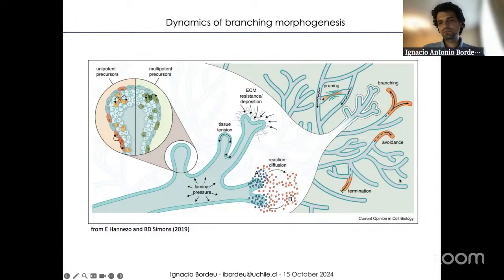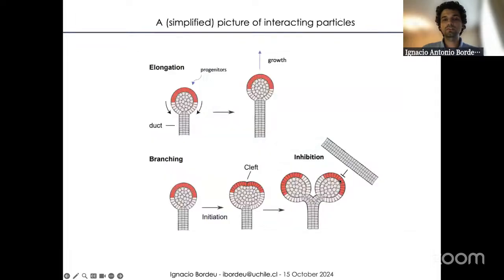To go to the large-scale organization, I'm going to focus on some work that was done some time ago by Hannezo from the group of Ben Simons in the UK. What they tried to do is to simplify the process of ductal growth and elongation as a sort of picture of interacting particles. Let's say that we have an elongating tip, and that tip is a particle. And that tip can deposit, well, it can move, first of all, so there's elongation.